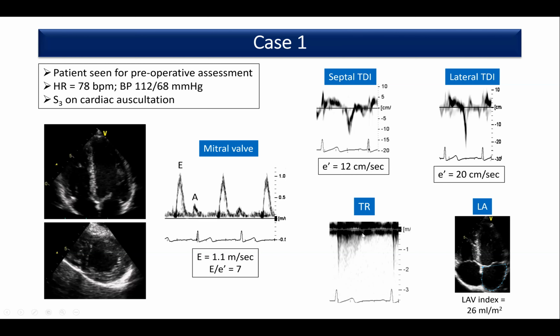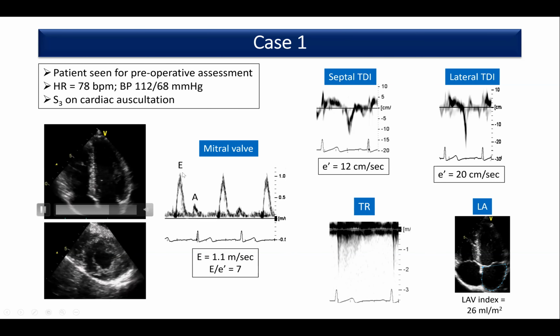In this patient, there's no TR signal to see, so unfortunately, we cannot assess peak velocity. The left atrial volume index is normal at 26 milliliters per square meter. So the E/E prime ratio in this patient is only 7, which is perfectly normal.